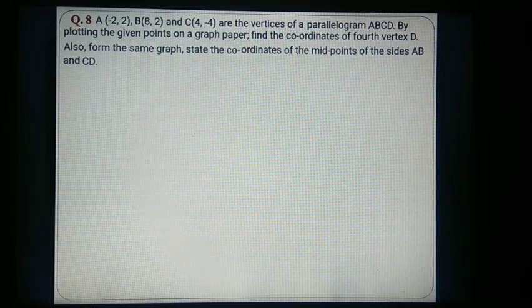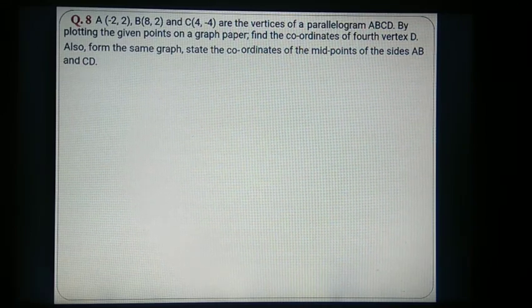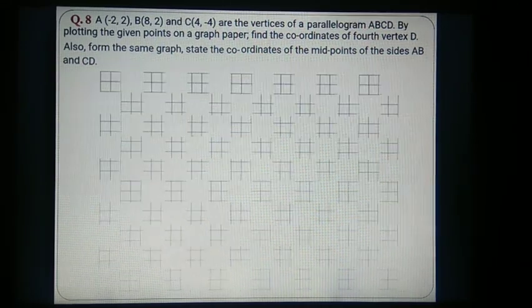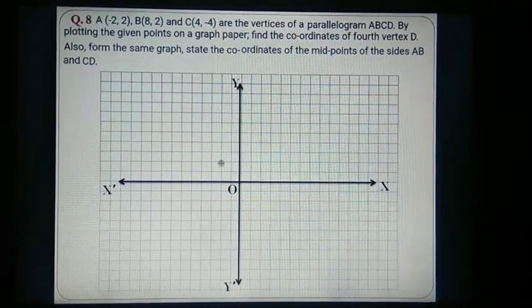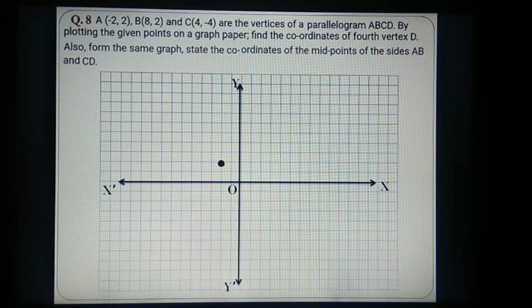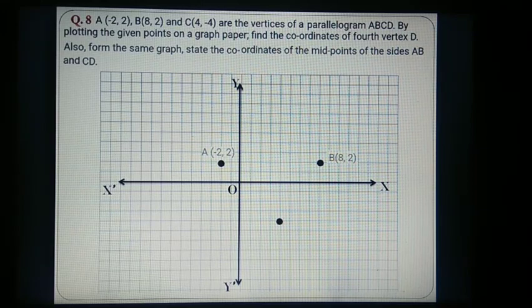So you need to write coordinates of the midpoints. But before finding that, we'll first find the vertex D. So again, take your graph paper, draw x-axis and y-axis. So plot the given points. So this is my A, that is minus 2 comma 2. This is my B, that is 8 comma 2. Plot C, this is my 4 comma minus 4.